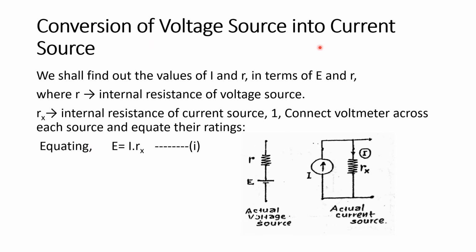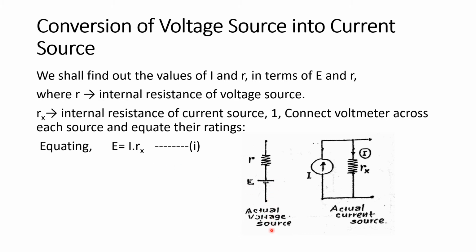Conversion of voltage source into current source. We shall find out the values of I and R in terms of E and R, where R is internal resistance of voltage source, Rx internal resistance of current source. Connect voltmeter across each source and equate their ratings. Equating, we get E is equal to I into Rx.